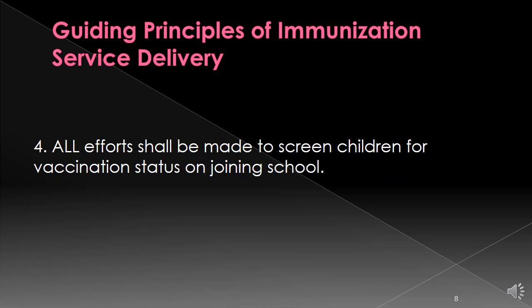Guiding principle number four, all efforts shall be made to screen children for vaccination status on joining school. That means that when the children are being enrolled for the playgroup entrance, because these days they begin school at the playgroup level, they should be screened for adequacy of immunization. Those who have missed certain vaccines should be identified at that point and vaccinated.